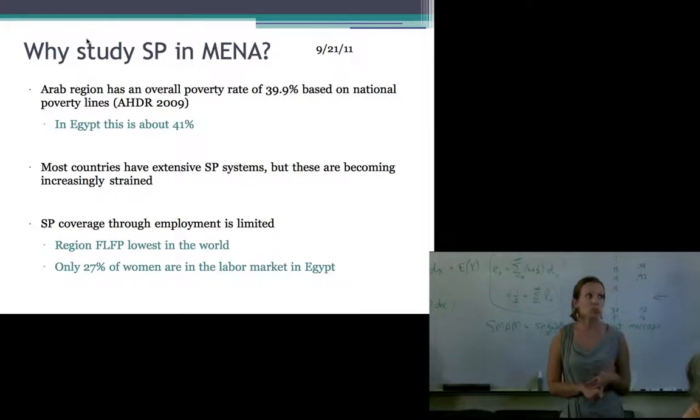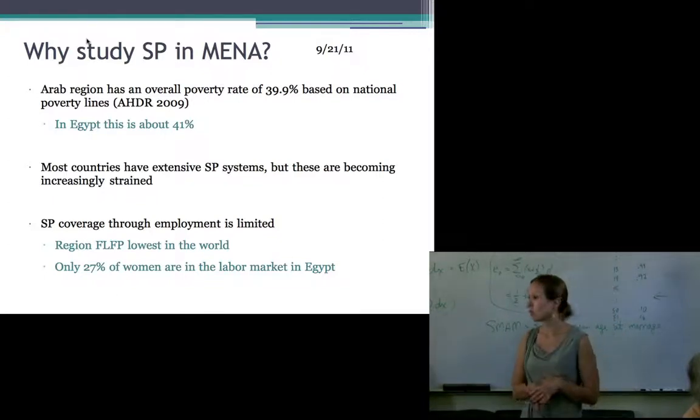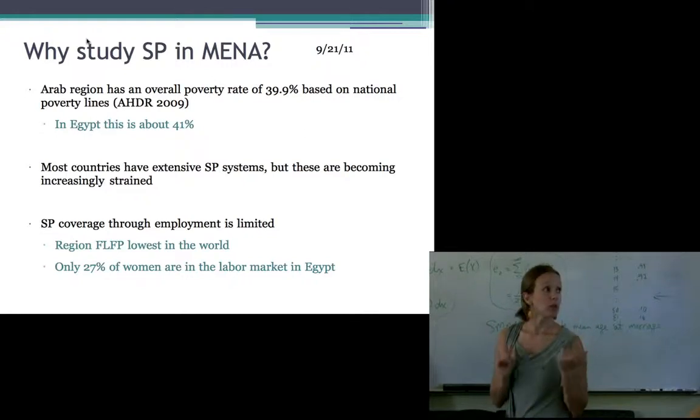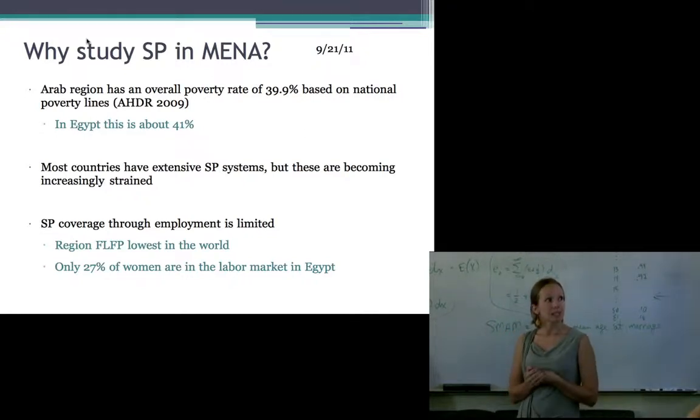Most of these countries, Egypt included, have what are quite extensive social protection schemes. There are a lot of mechanisms in place to try and support families and households that are at or below the poverty line. But these systems, most of them have been in place since the 1950s and 1960s, when Arab socialism spread across the region, led by Egypt's Nasser.